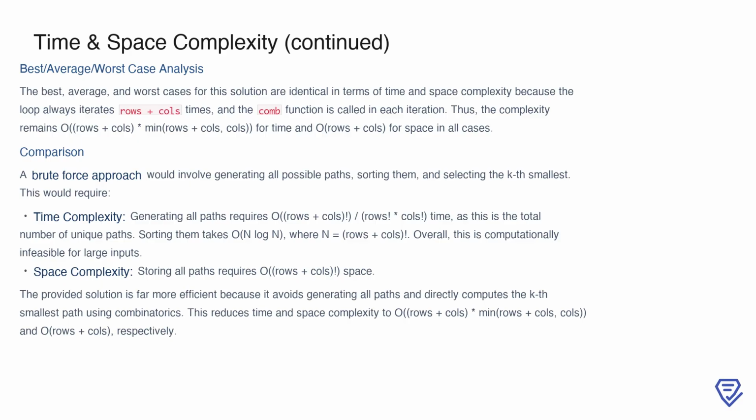Comparing this to a brute force approach, the efficiency of our solution becomes even more apparent. A brute force method would involve generating all possible paths, sorting them, and choosing the kth smallest. This would require O((rows + cols)! / (rows! * cols!)) time just to generate the paths, and additional time for sorting. Such an approach would be computationally infeasible for large inputs because of factorial growth. Furthermore, the space required to store all paths would also grow exponentially. By leveraging combinatorics, our solution avoids generating all paths and directly computes the kth smallest path, making it far more efficient in both time and space.